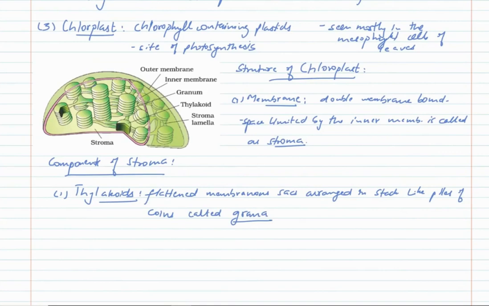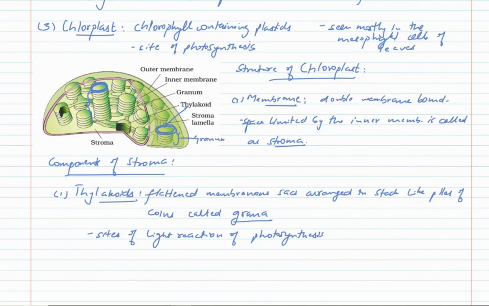Now this coin-shaped structure that you can see in the image is a thylakoid, and the entire stack or the entire pile, it is a granum, whereas each individual member of this granum is known as a thylakoid. These thylakoids are sites of light reaction of photosynthesis.